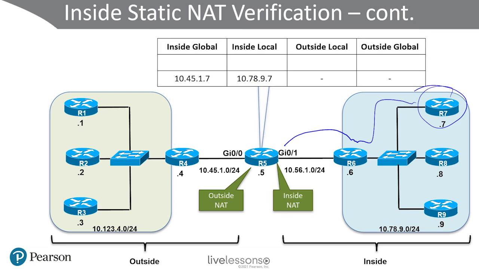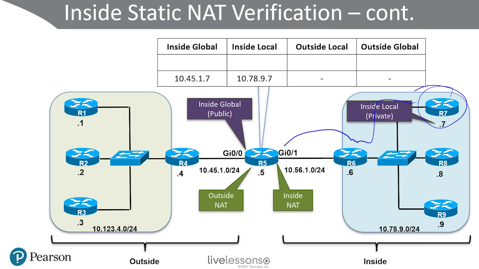Only the inside static NAT entry existed, with 10.45.1.7 as the inside global IP address, and 10.78.9.7 as the inside local IP address. So R5 created a dynamic NAT entry with the packet's destination of 10.123.4.1 for the outside local and outside global address. R5 then translated, or changed, the packet source IP address from 10.78.9.7 to 10.45.1.7. The packet was then forwarded off to R4 and then onto R1.